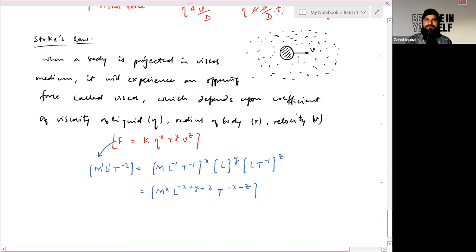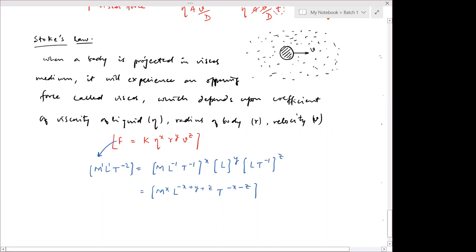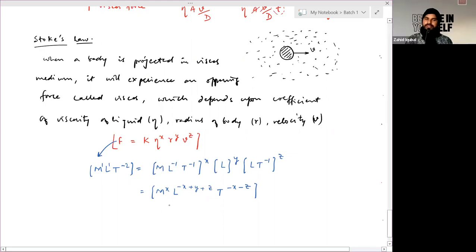Khalid, any doubt? No, sir. Now just try to compare the exponents of each term, then find the value of x, y, z. Just write it down. Try to find the value of x, y, z.